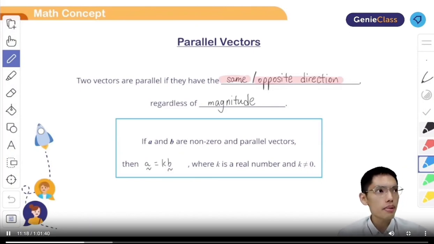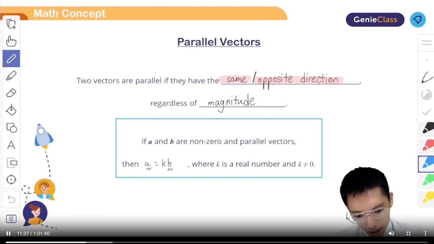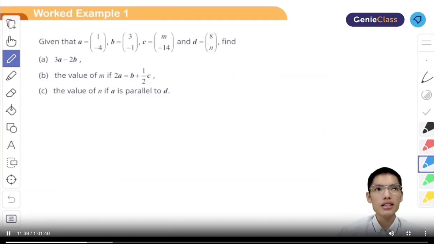Let me just get some feedback to see whether you understand parallel vectors before I go on to my worked example. Okay, that's very nice. If there's a red over there, there's a little Q&A after this lesson, so feel free to ask me ahead. Alright, that's good to see. I'm seeing more greens. That's good. So let me just move on. Anything unclear, just let me know, alright?